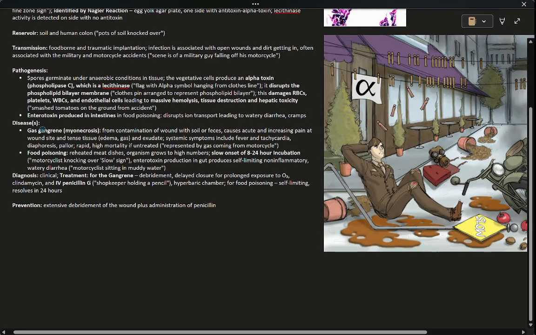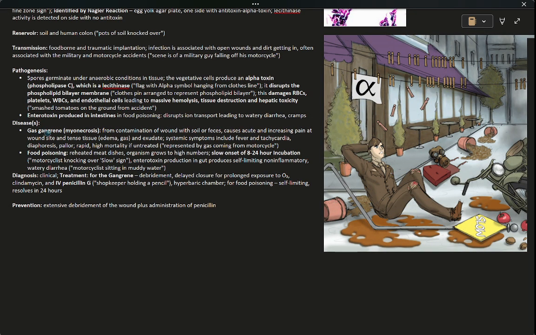Now for diseases, the most problematic one is called gas gangrene or myonecrosis. This is due to the contamination of the wound with soil or feces. This causes acute and increasing pain at the wound site, along with tense tissue and exudate. The tense tissue can be evidenced by the presence of edema or gas.